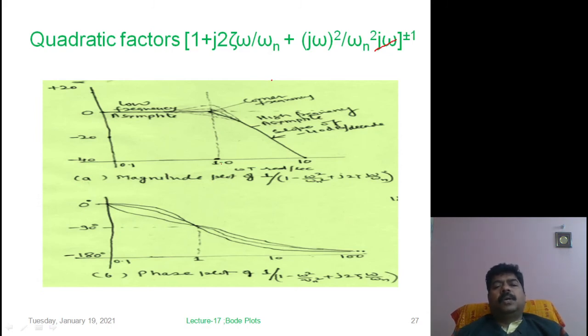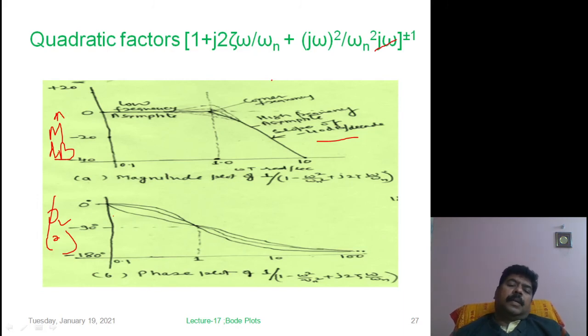So for the low frequency, the asymptote will be 0 dB. After this value, it will have a slope of minus 40 dB per decade. And for the phase angle plot, the magnitude is on this axis in dB, here phi is in degrees, and frequency is on the x-axis in a log scale.